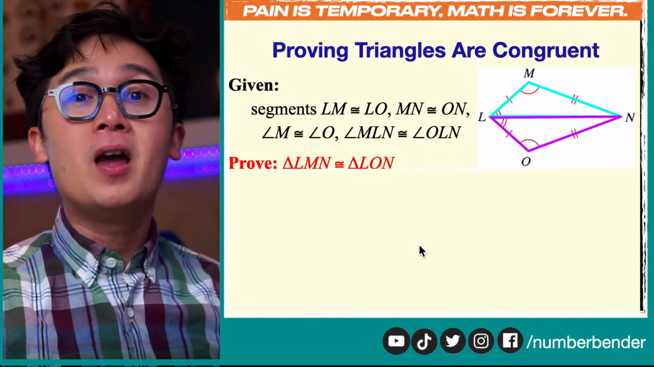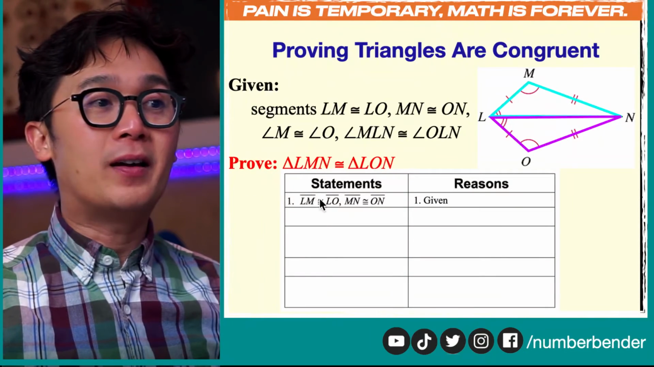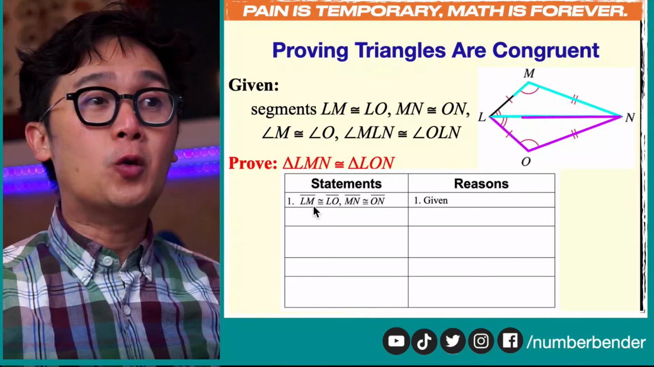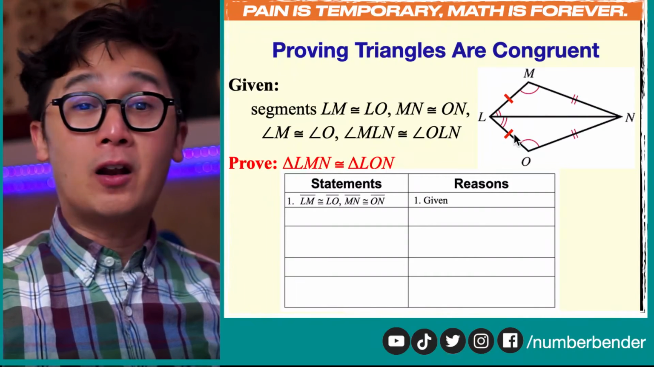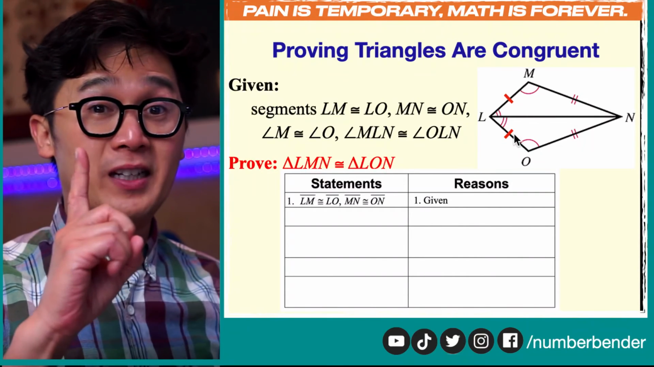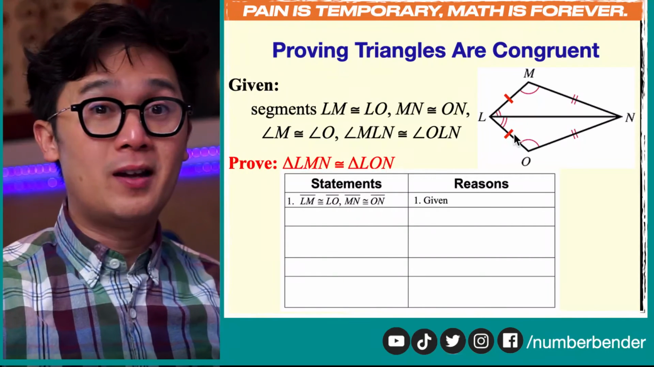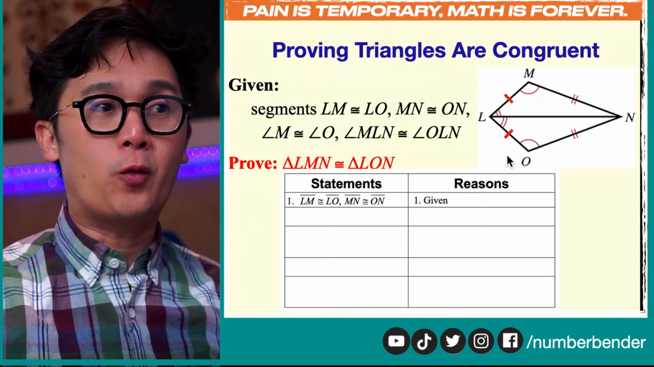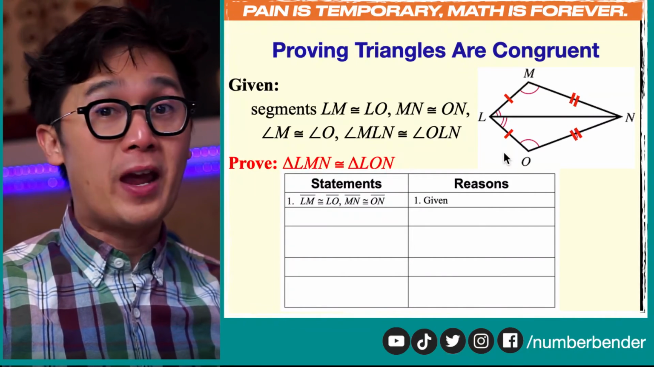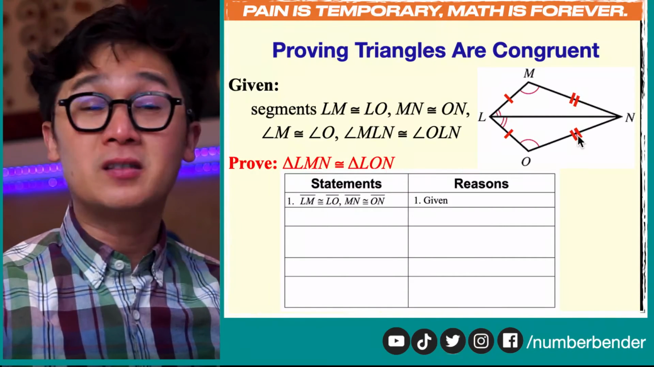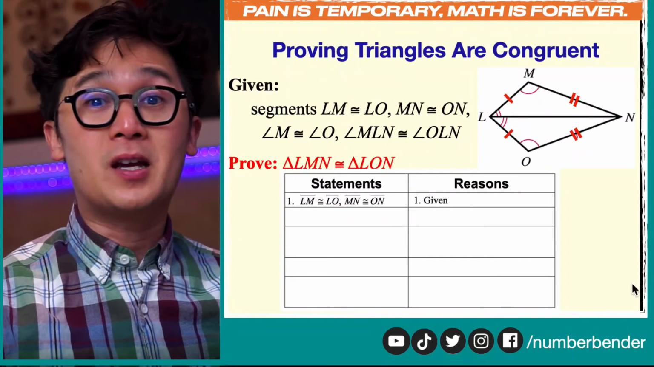So we know from the given information that we have LM, which is congruent to LO. So this is LM and LO, and we know that they are congruent because one, it's given, and two, because they have the same number of markings, which is one line for LM and LO. And we also know that MN is congruent to ON because they have the same number of markings as well right here. And of course, it's the given information that we have from this problem.